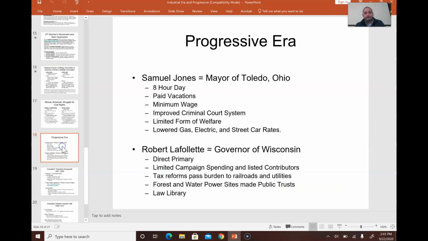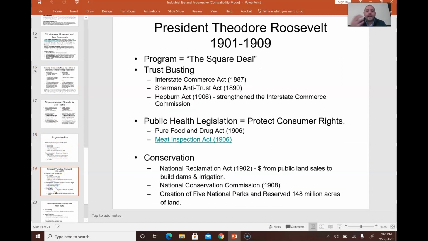So finally, when we get to the presidents of the era, there is a big change here in the way that presidents approach their own power. The progressive presidents see the role of the federal government as different. For progressive presidents, it was the role of the federal government to produce better situations for the people of the United States.